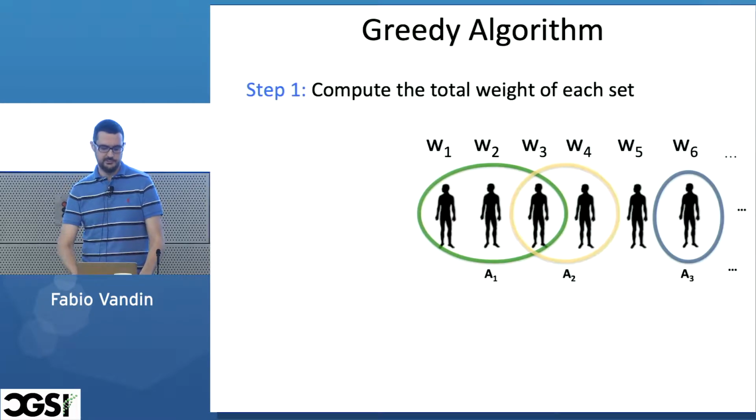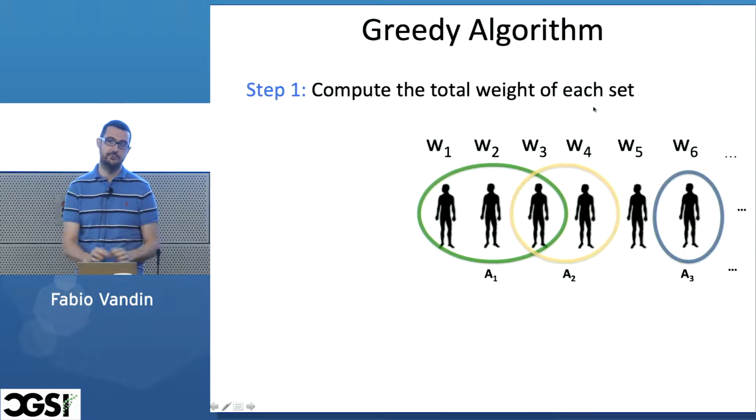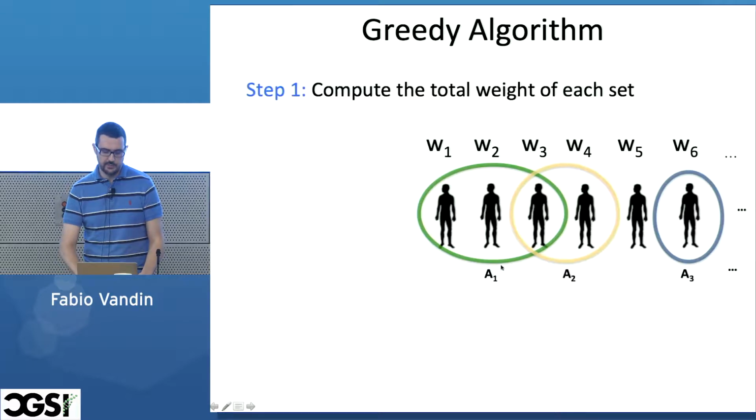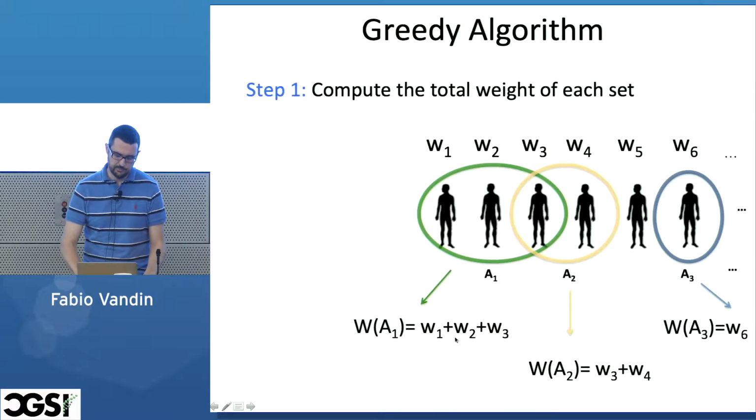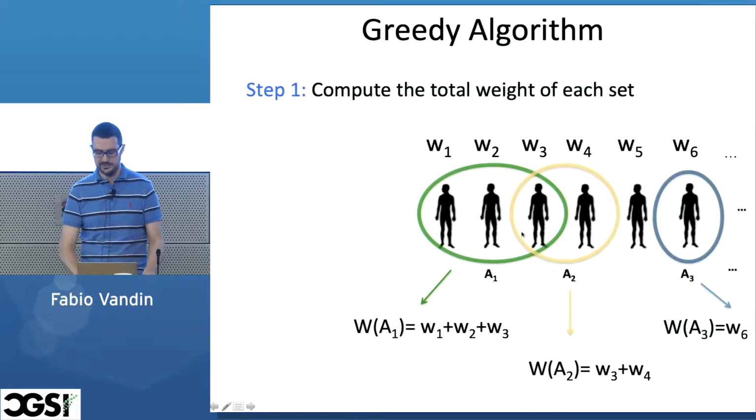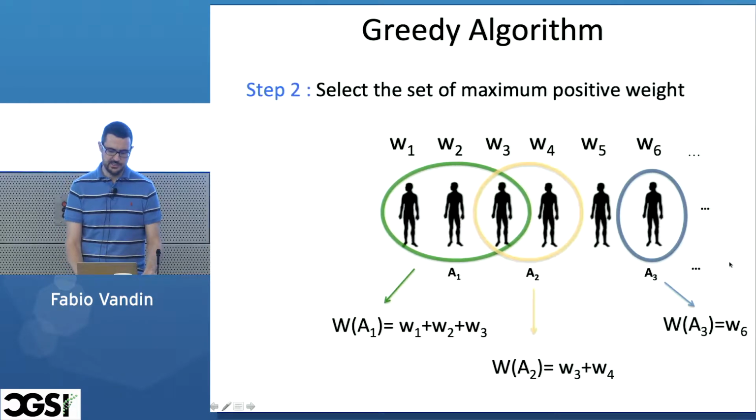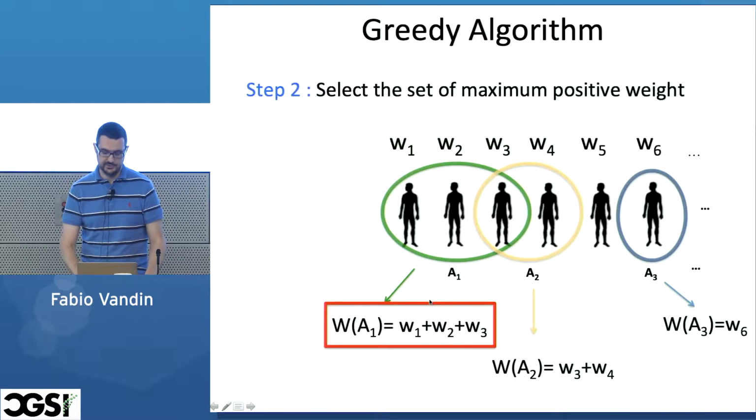The greedy algorithm is fairly simple. We start by computing the total weight of each set. So for each gene, we compute the weight of the patients in which the gene is altered. For the gene that is altering these 3 patients, we compute its weight. For the genes altering these 2 samples, we compute the weights, and so on and so forth. In the second step, we just select the gene with maximum positive weight, and in this case, it will be the first gene.